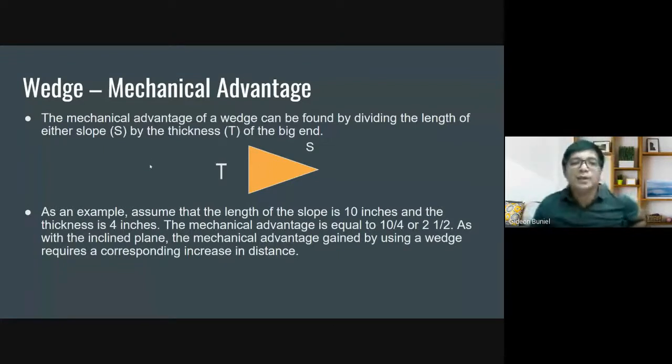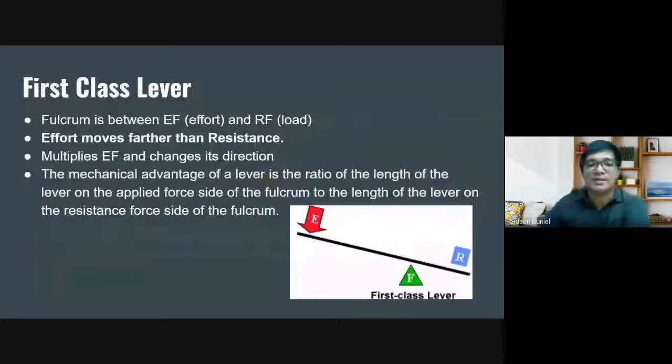An example: assume the length of the slope is 10 inches and the thickness is 4 inches. The mechanical advantage is 10 divided by 4, or 2 and 1/2 in fraction. As with the inclined plane, the mechanical advantage gained by using a wedge requires a corresponding increase in distance.